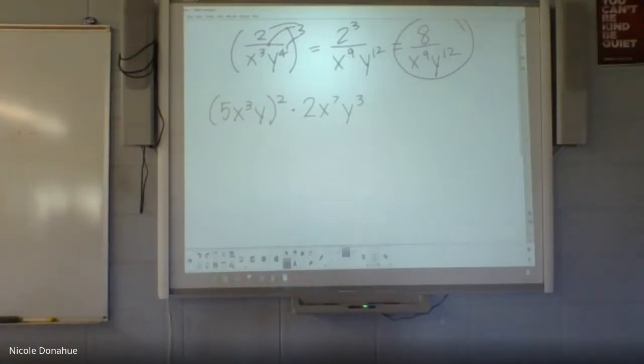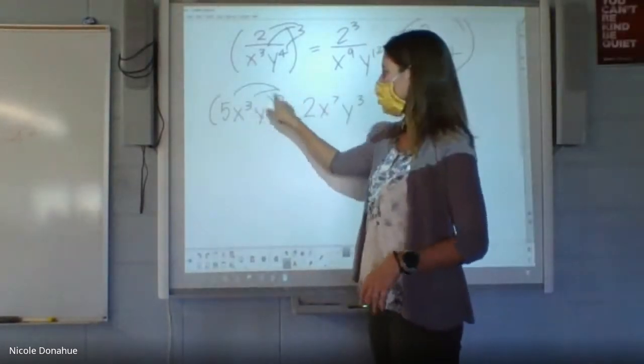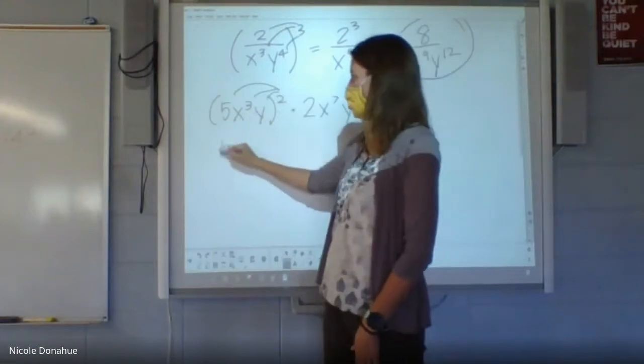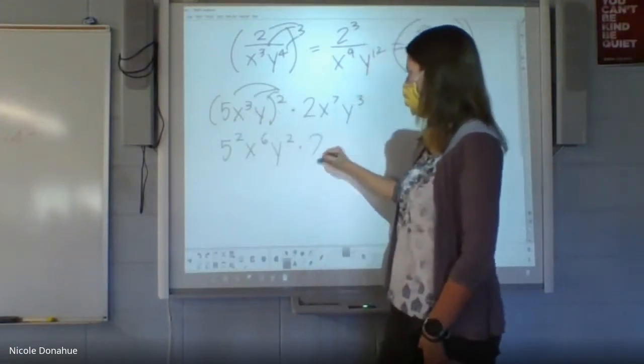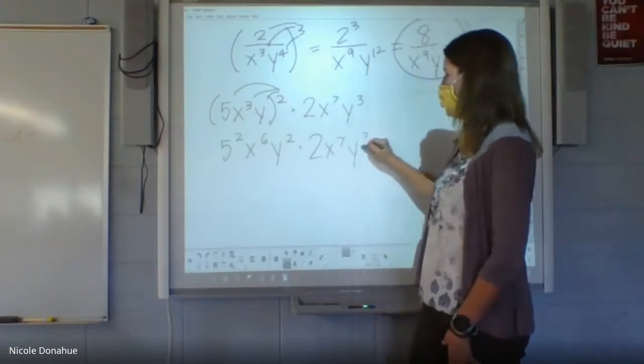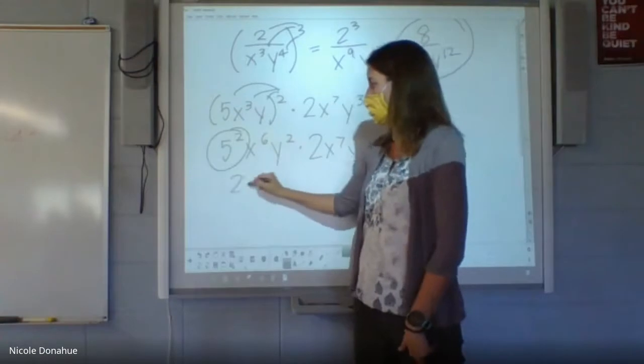Yeah, that's 6 plus 7 is an 11. No, now they get it right. So let's talk about it. Okay. So guys, we're distributing this in. And so I get 5 to the second, guys, x to the 6th, y to the second. Then at this point, I make 5 to the second into 25.